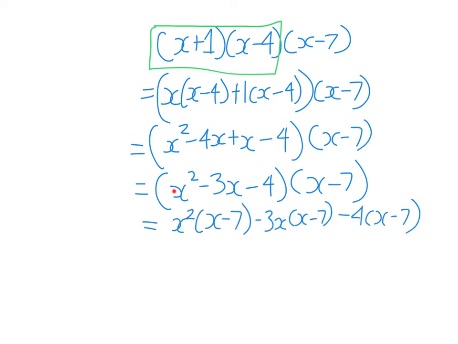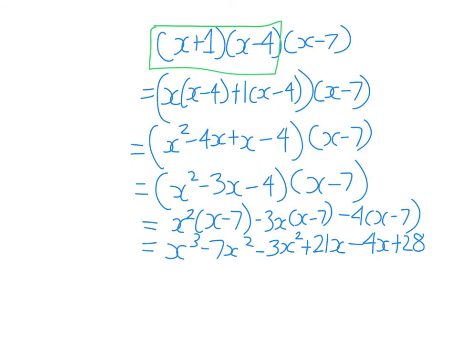I've taken the x squared, timesing it by everything in the second bracket, the negative 3x times by everything in the second bracket, and so on. So now I just need to expand each of these brackets. The first one, x times x, minus 7 times x squared. The second bracket, minus 3x times x, minus 3x times minus 7. Just be careful of your signs. And then we do the same to the last bracket.